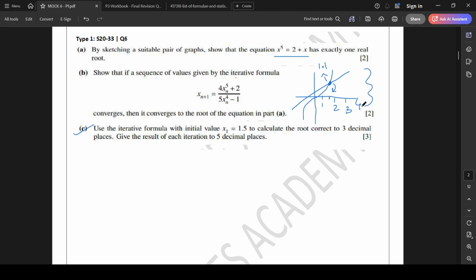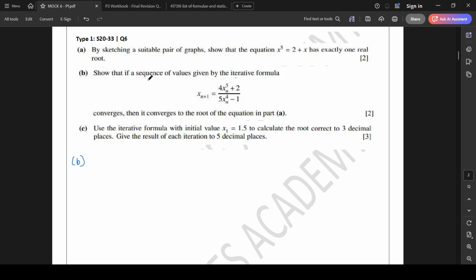So to make your graphs a bit better, I always recommend that you sketch your graphs at the end, once you are done with the other parts of the question. So what I'll do is I'll start with part B and C, and at the end I'll solve part A.